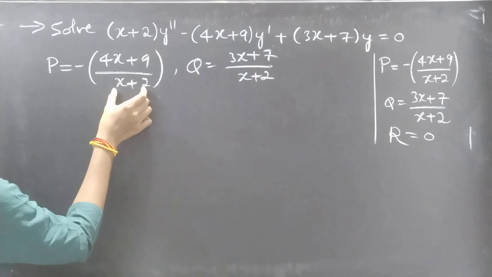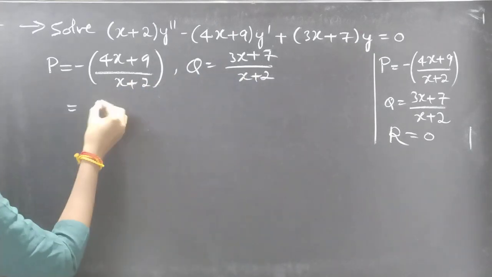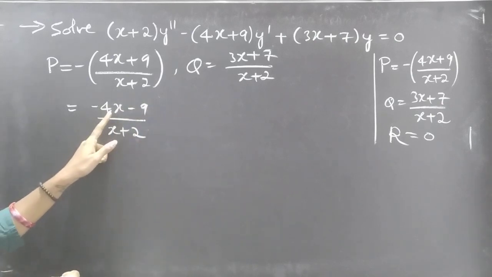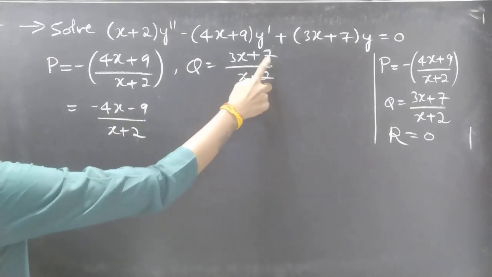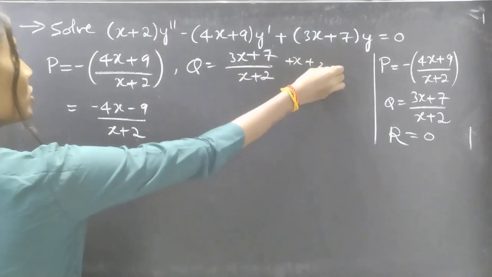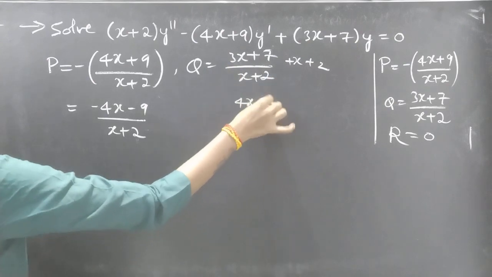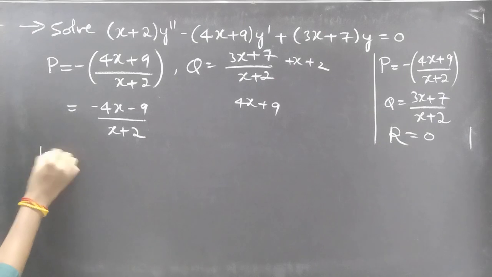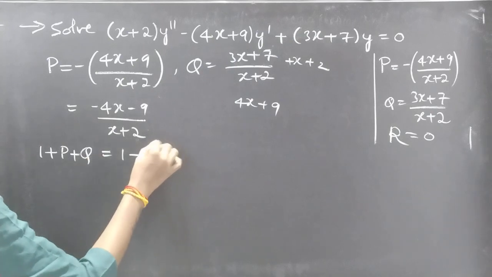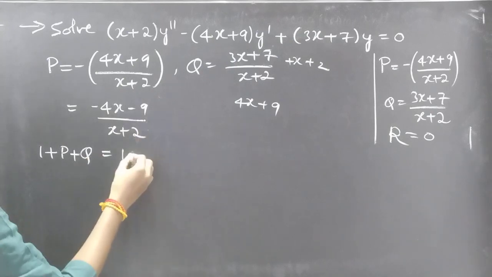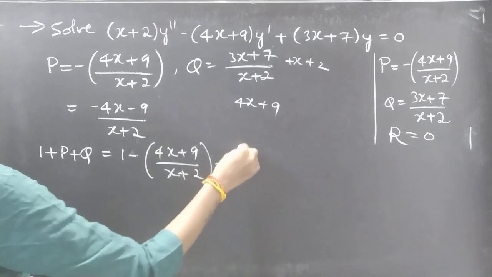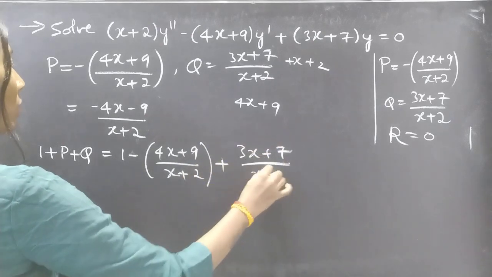Now just observe p and q. In the denominator of p and q, we are having x plus 2. And we can also write p as minus 4x minus 9 by x plus 2. In the numerator of p, we are having minus 4x minus 9, but in q, we are having 3x plus 7. So here, if we add 1 and p and q, in the numerator we'll get 4x plus 9. So I'm going to try 1 plus p plus q. This gives 1 plus minus (4x plus 9) by (x plus 2) plus (3x plus 7) by (x plus 2).